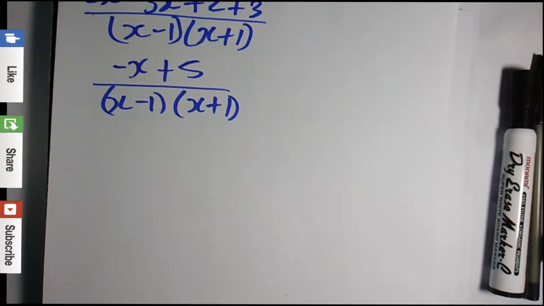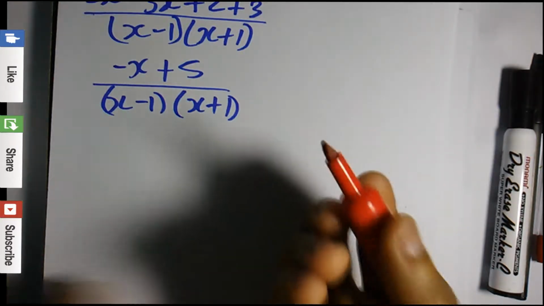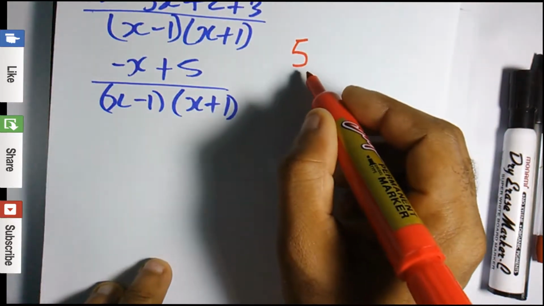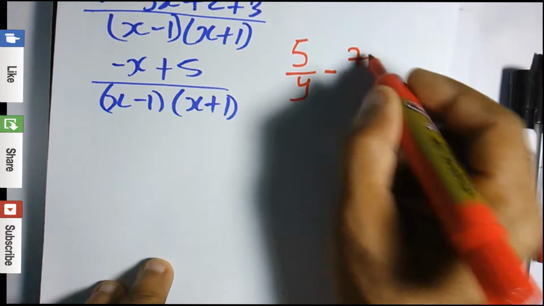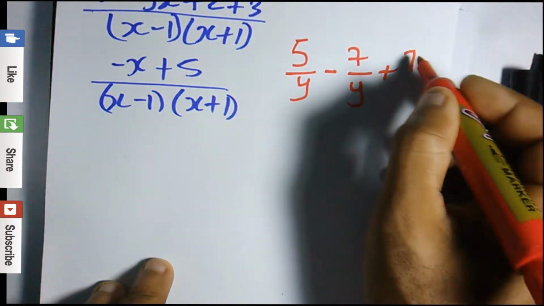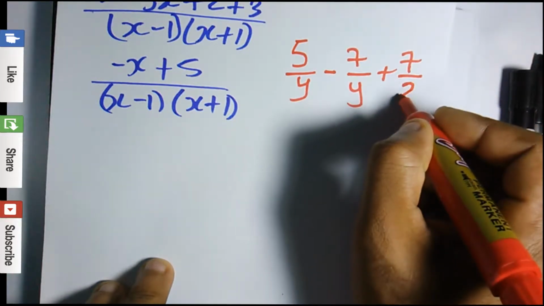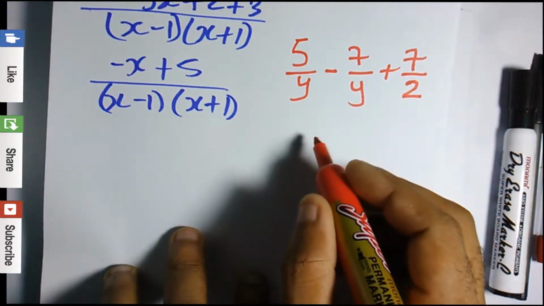Let's say we had a question like this: 5 over y minus 7 over y plus 7 over 2. Now, still an algebraic fractions question.